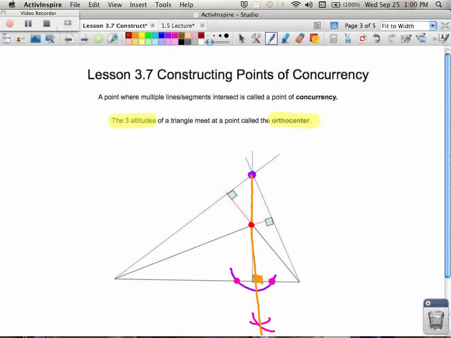Repeat the process 3 times, from each vertex. Perpendicular from a point to a line, previously talked about in chapter 3.